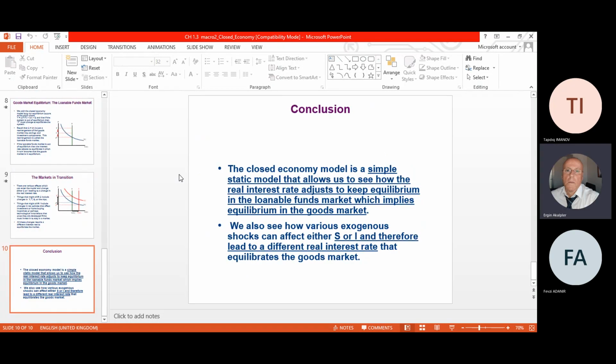Conclusion for this class, for this interpretation: the closed economy model is a simple static model that allows us to see how the real interest rate adjusts to keep equilibrium in the loanable funds market, which implies equilibrium in the goods market. And we also see how various exogenous shocks can affect either saving or investment, and therefore lead to a different real interest rate that equilibrates the goods market. And as I said to you, this was the closed economy presentation.